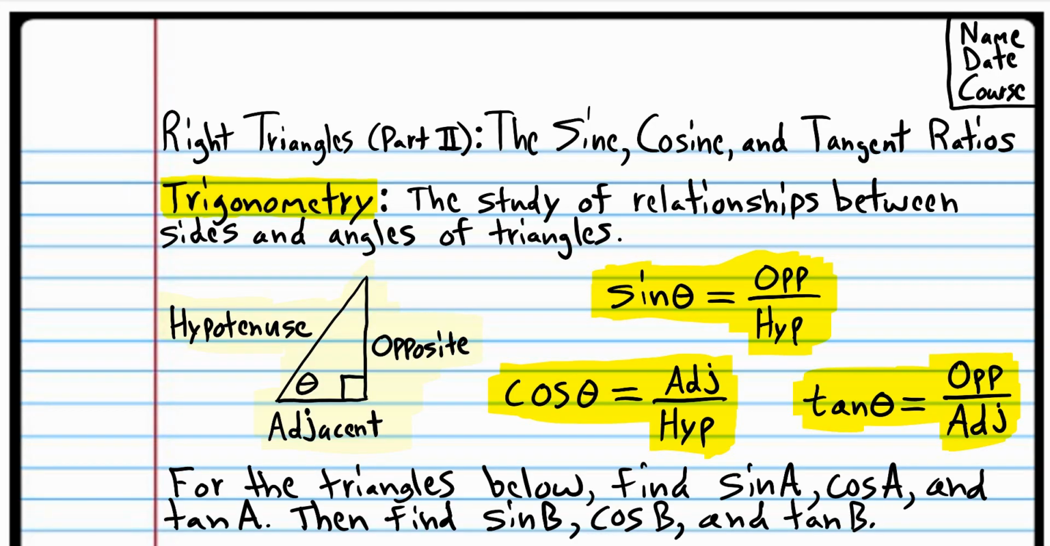The word trigonometry has three parts: tri, which means three, gon, which means shape, and metry, which means measure. So trigonometry is measuring three-sided shapes. That's the general definition of the word. So trigonometry is the study of triangles. But the real-world application of the word specifically deals with relationships between the sides and angles of triangles.